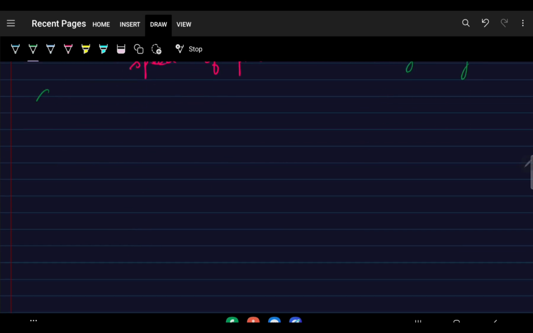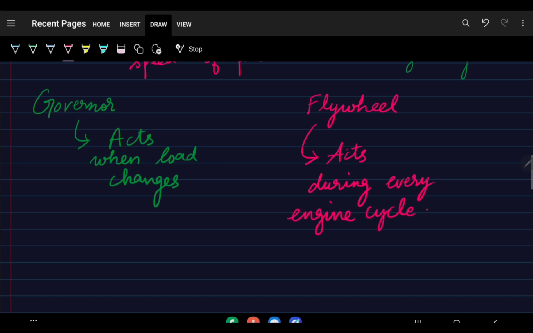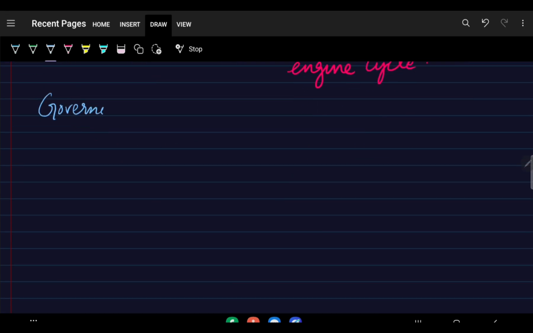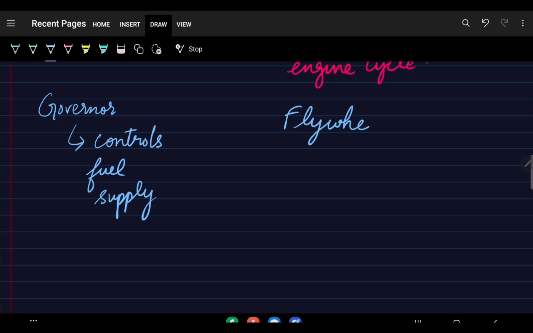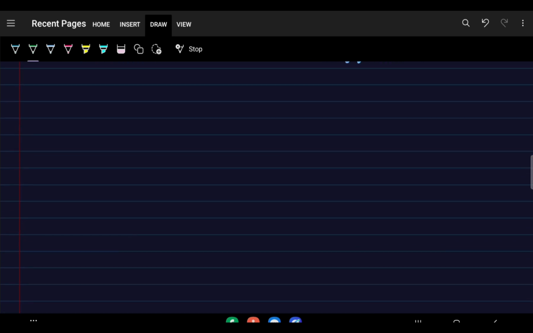Now coming on to the governor, it acts whenever the load changes. For example, if the load increases or decreases, as we have seen in the two cases above, and the flywheel acts during every engine cycle. Now a governor controls the fuel supply or the working fluid supply, and the flywheel, on the other hand, stores and releases energy.